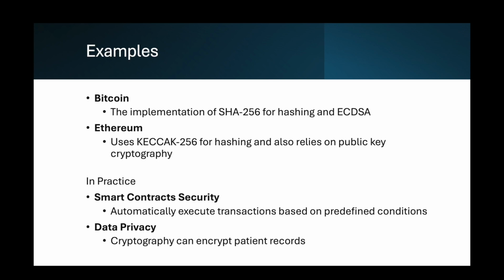For instance, a smart contract for an escrow service encrypts and secures the agreement terms, releasing funds only when those terms are met. Data privacy: in blockchain applications that require data privacy, such as in healthcare, cryptography can encrypt patient records, ensuring that only authorized individuals can access them.